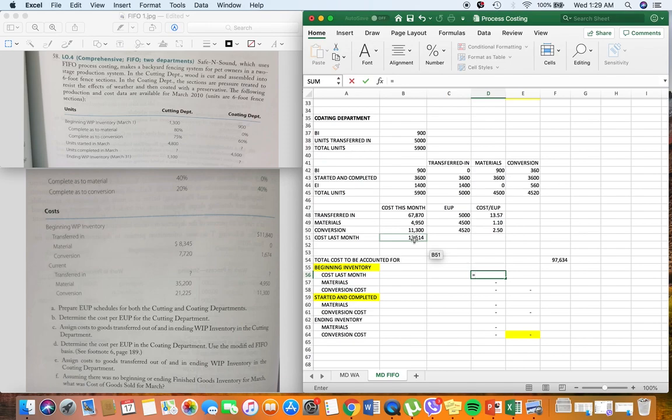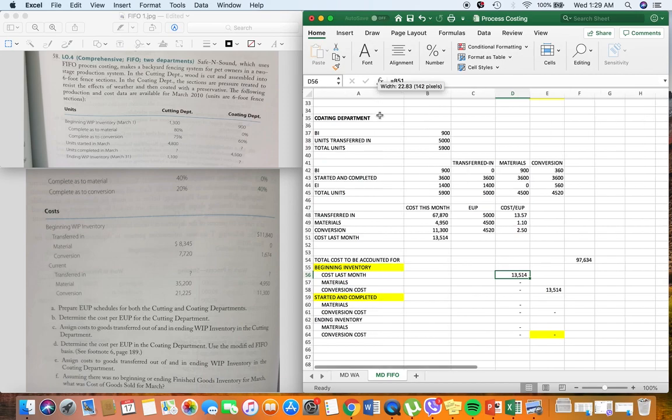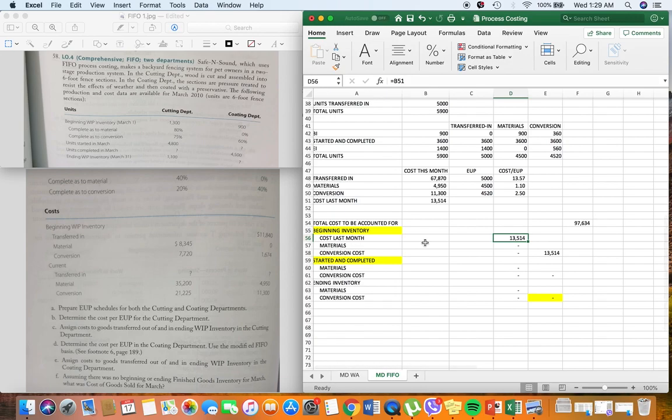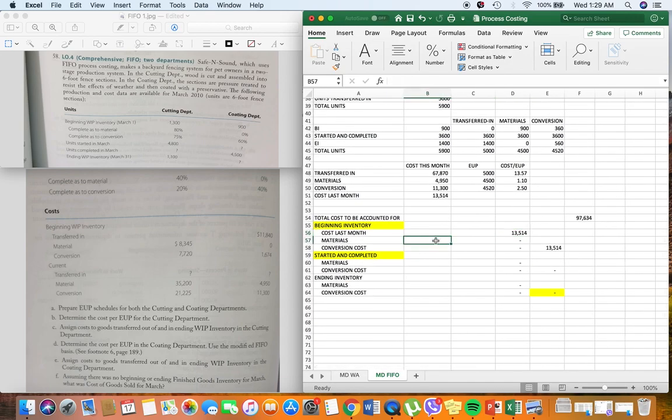assign the cost last month to the beginning inventory units only, diba? So, we have 13,514 sa beginning inventory lang talaga siya. Okay? And then, next, we have to compute for the materials cost for the beginning inventory unit. So, we have 900, which is our EUP for materials, multiplied by 1.1, which is our cost per EUP for materials, and we'll get 990.